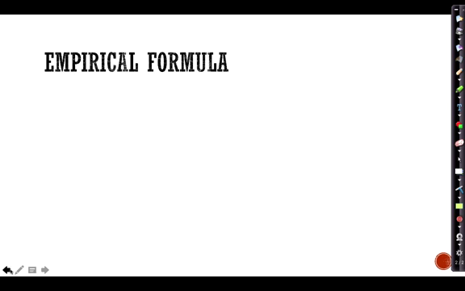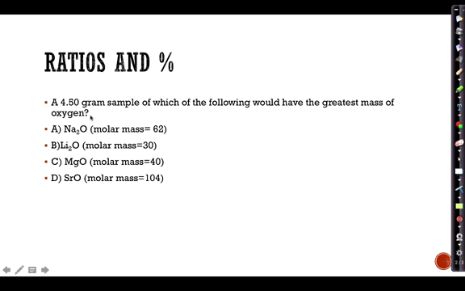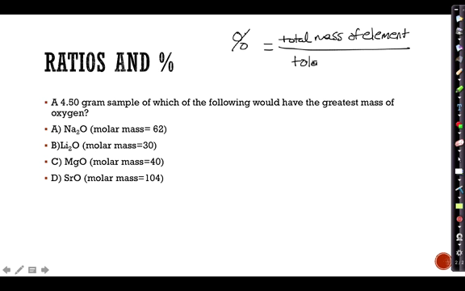So they could ask you a question like this, and this one says a 4.5 gram sample of which of the following would have the greatest mass of oxygen. Well, this really goes back down to percent composition. So percent composition is equal to the total mass of the element divided by the total mass of the compound. It's just like any percent. Part divided by whole. And then, of course, multiplied by 100.